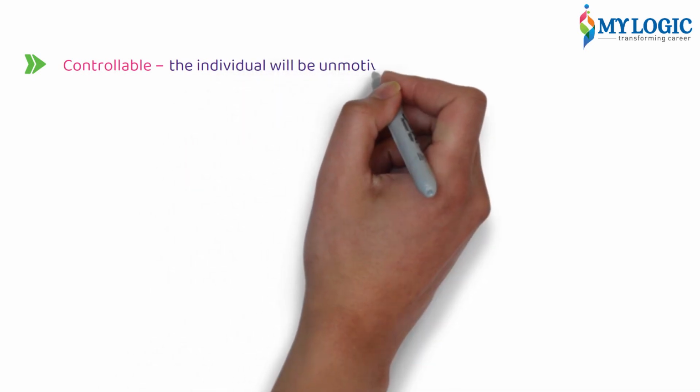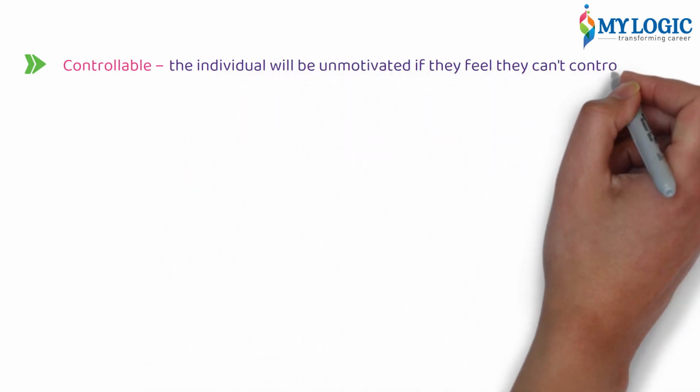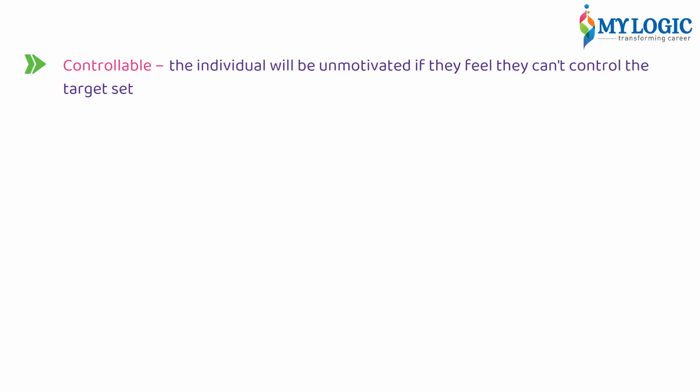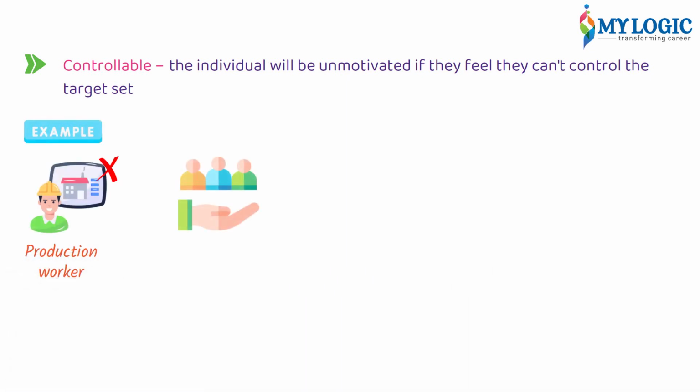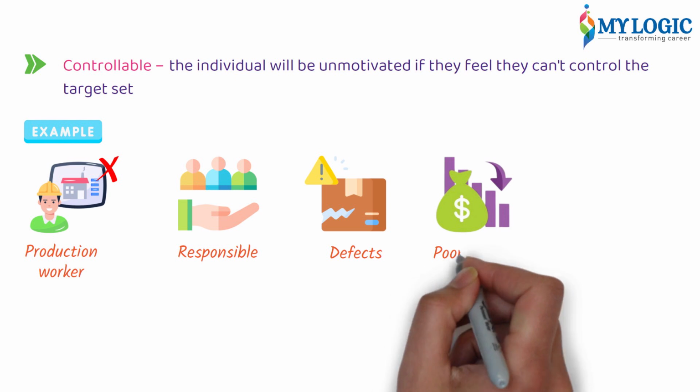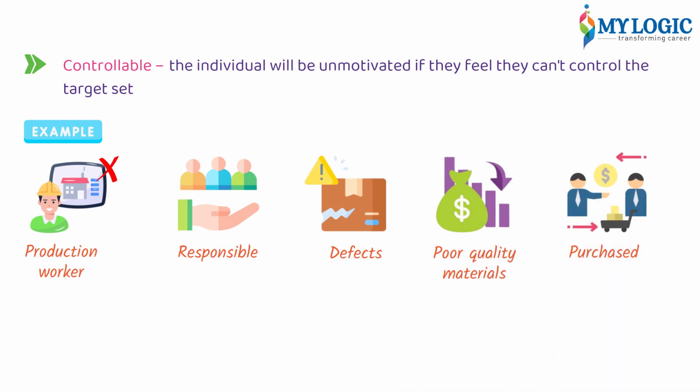Controllable. The individual will be unmotivated if they feel they can't control the target set. For example, a production worker may not be responsible for defects if poor quality materials are purchased.